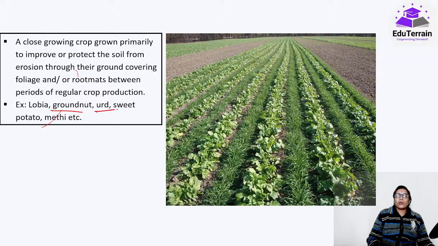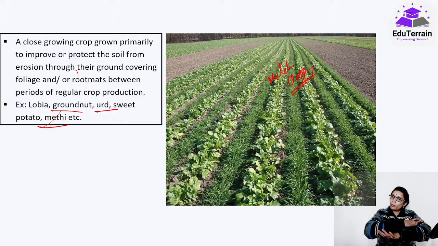So here lobia, groundnut, urad, sweet potato, methi, all these evidence. See, they have provided you with the mulch cropping. This is a photo of mulch cropping, not the cover cropping. Cover cropping means this crop will stay and cover the entire area.